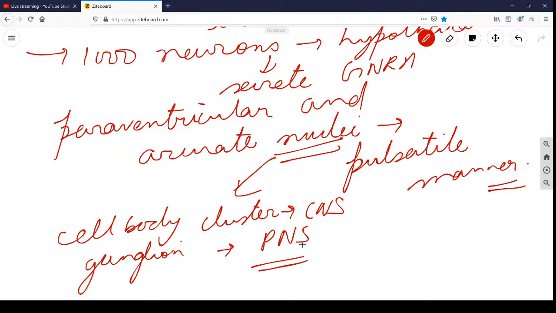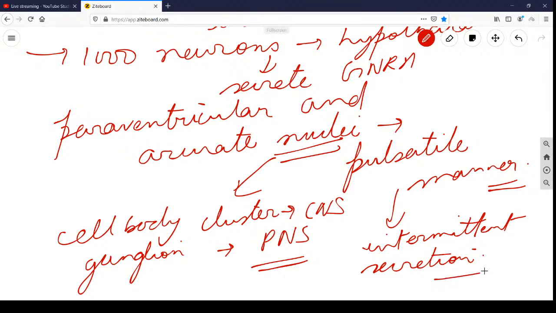One more thing I told you, it is in a pulsatile manner. Pulsatile secretion is nothing but intermittent secretion. It is not secreted only once. It is secreted, suppose, every half an hour. So intermittent secretion of certain neurohormones, hormones or neurotransmitters, is known as pulsatile secretion. Since its half-life is so short, it has to be intermittently secreted in order to keep the receptors in the active state. Otherwise the effect of GnRH will be nullified. So they are secreted in a pulsatile manner.